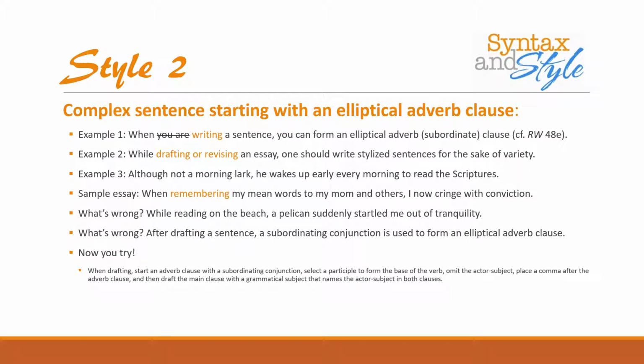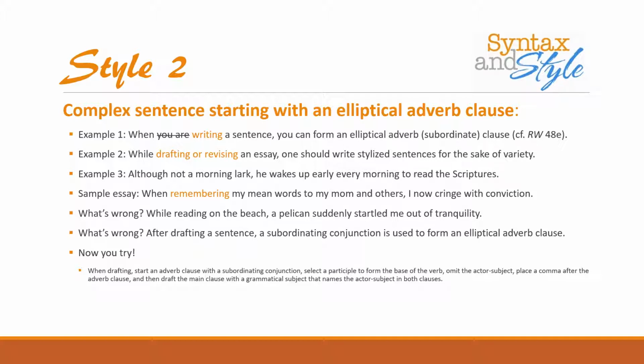The second type of stylized sentence is a complex sentence starting with an elliptical adverb clause. Elliptical means that something is left out, normally the subject of the adverb clause, but the subject is easily inferred by the reader. A complex sentence has at least two clauses, a main clause plus some subordinate or dependent clause.